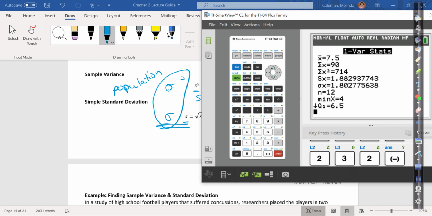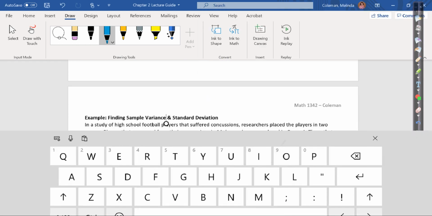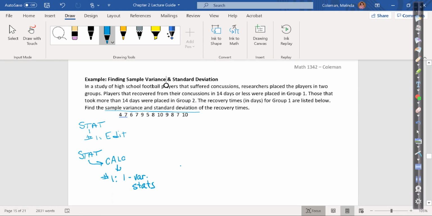It tells me I have 12 pieces of data. Again, it tells me what the minimum value was, which was 4. It gives me what we call Q1, and we'll talk more about what those values mean later. The median, Q3, and the max. So my example here asks me to find the sample variance and the sample deviation.